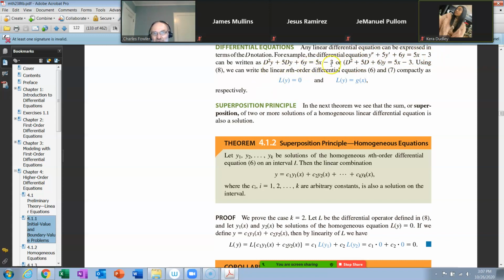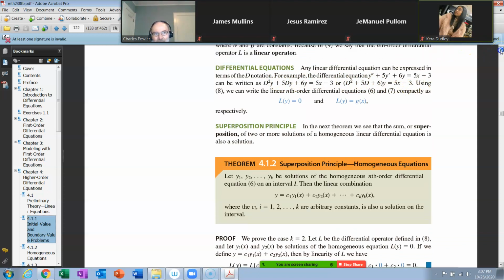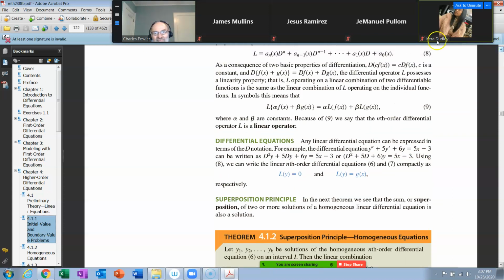Or pull out the y's. It's sort of like it's a factor, and this would be D squared, but now remember, these are not functions, they're operators. D squared plus 5D plus 6 times the function y is equal to that. Now, using this kind of expression, we can write the linear nth order differential equations 6 and 7, which were their homogeneous and non-homogeneous, as just simply L of y is equal to 0 and L of y is equal to g of x.